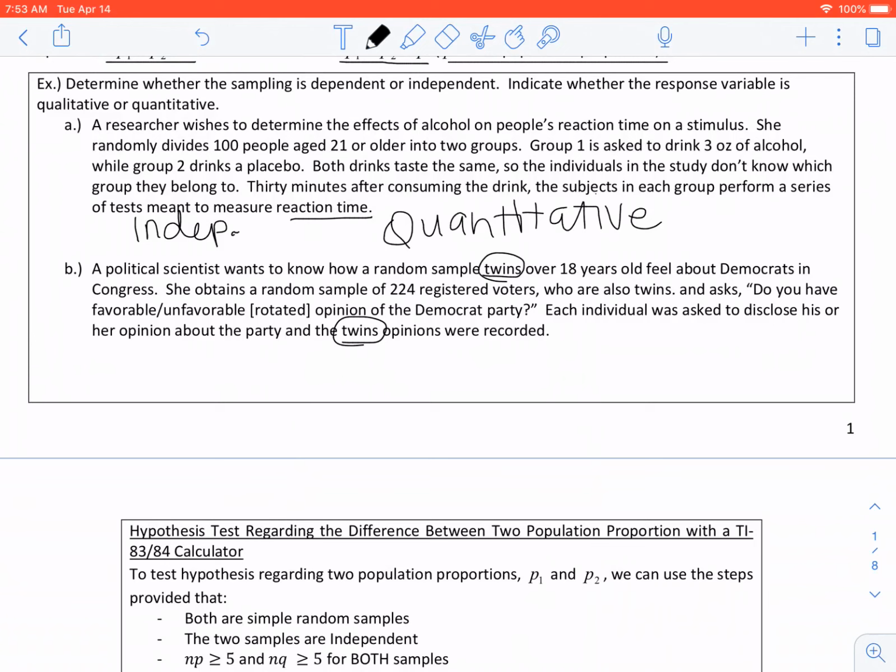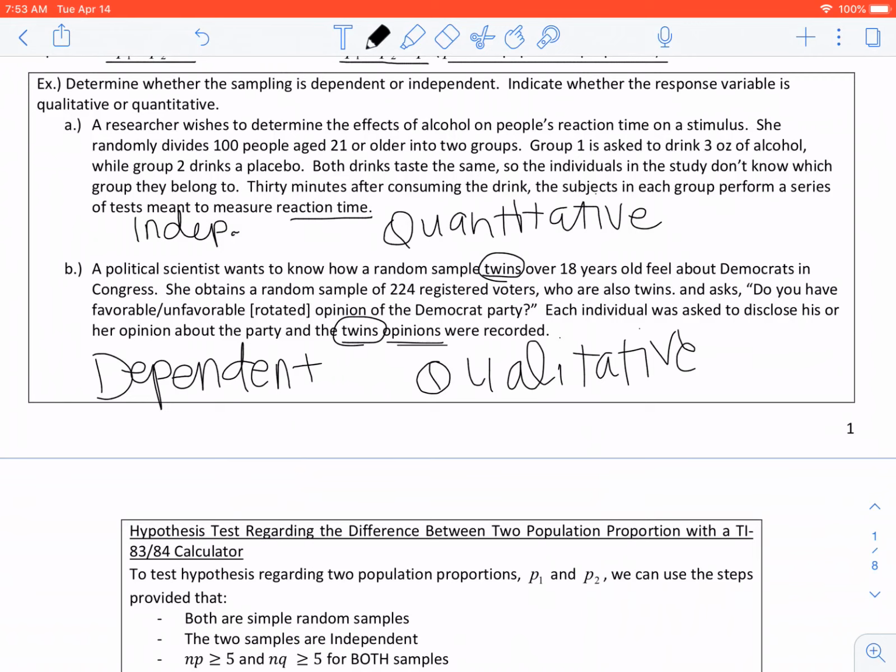So since you're working with twins, if you ask one twin, you have to ask the other one. So that would be dependent. And they're asking about their opinions, which is not numerical. So this would be qualitative.